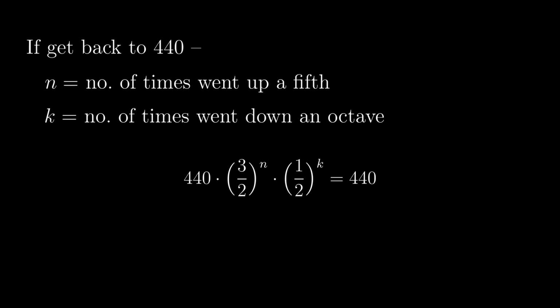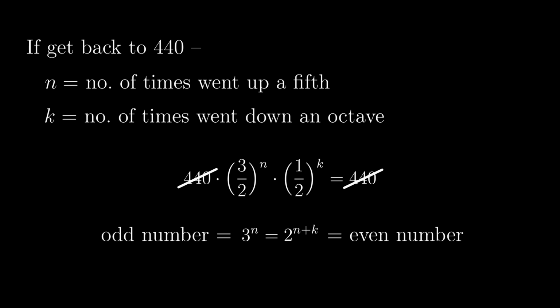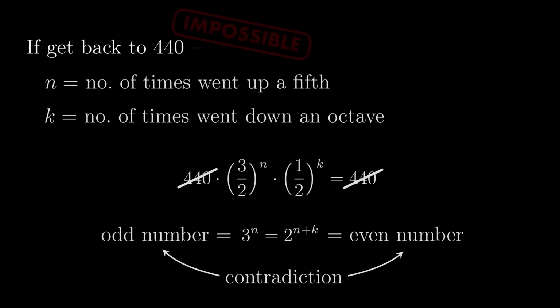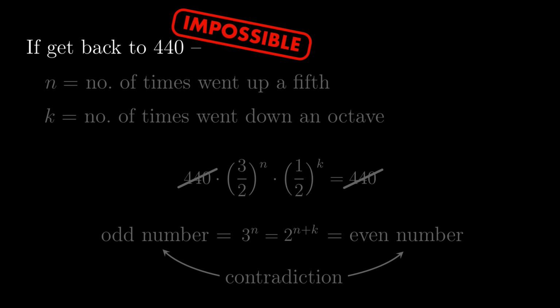Now the two 440s cancel out, and if we rearrange what's left, we get that 3 to the n equals 2 to the power of n plus k. But any power of 3 is an odd number, and any power of 2 is an even number, so we got a contradiction. A number cannot be both odd and even. And that means that it cannot be true that we ever return to 440, and we have proved our proposition.